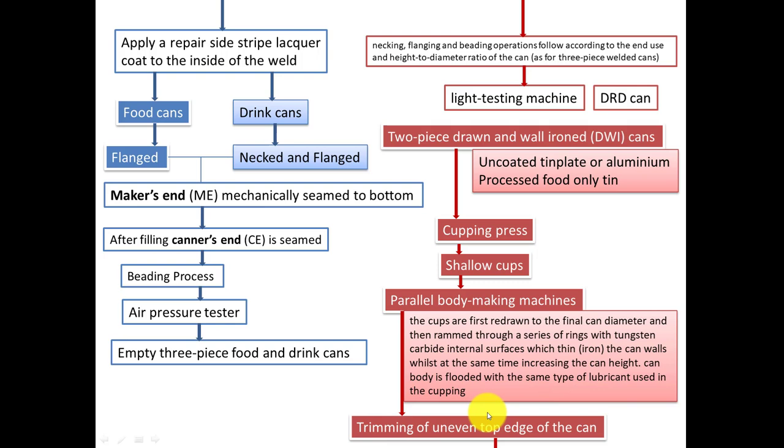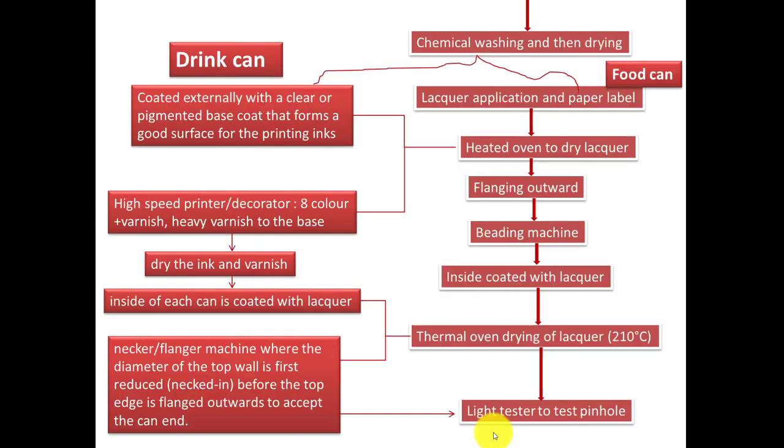There is no need to weld that maker's end. Fine. But the top of the can will be of uneven size. So we will do trimming of uneven top edges of the can. After trimming, chemical washing and drying is carried out just to remove that lubricant from the can surface.